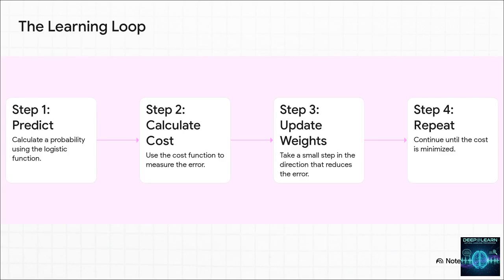So the whole learning process really just boils down to this simple loop. The model grabs a training example, makes a prediction. Then it calculates how wrong it was for that one prediction. Based on that mistake, it just nudges its internal settings a tiny bit in the direction that would have made that mistake smaller. And then it repeats this thousands, maybe millions of times, getting a little bit smarter with every single step until that overall mistake score is as low as it can go.